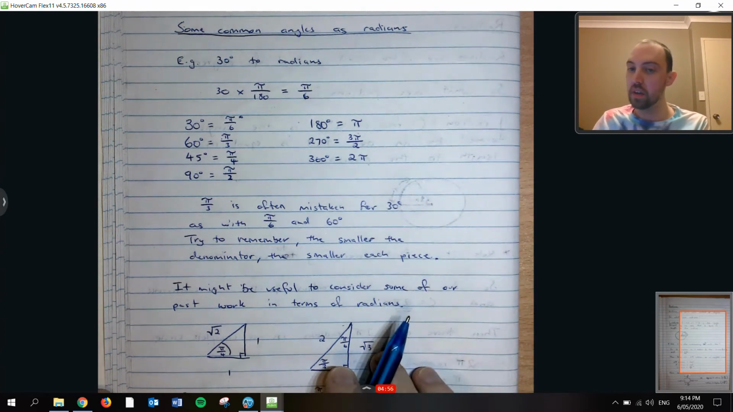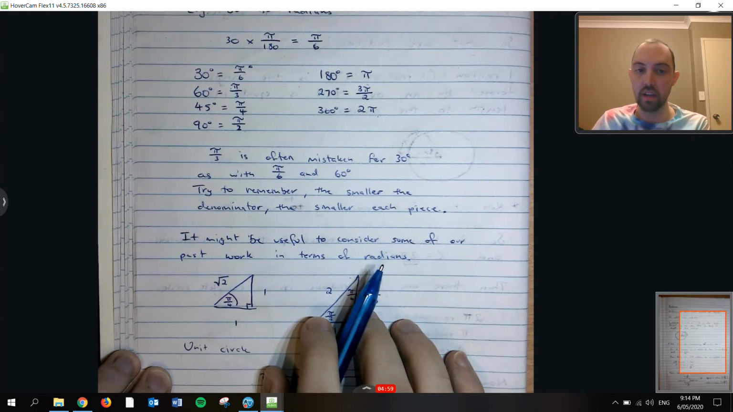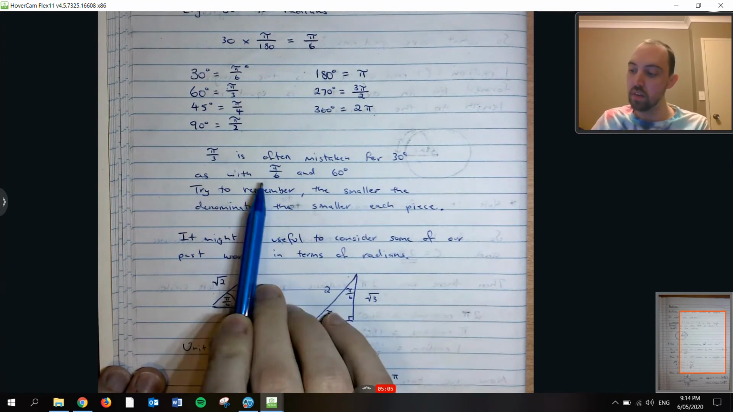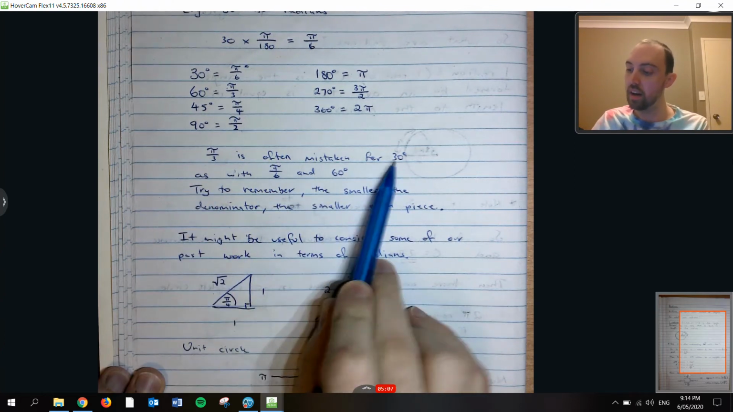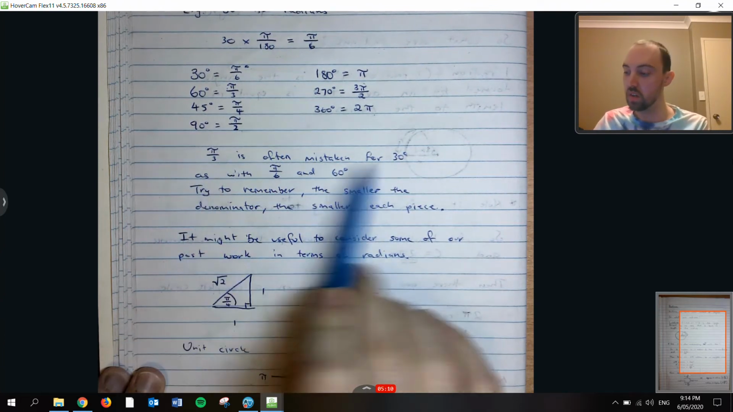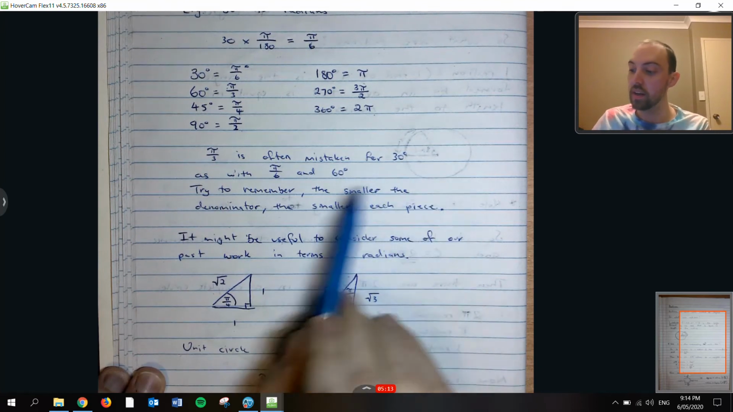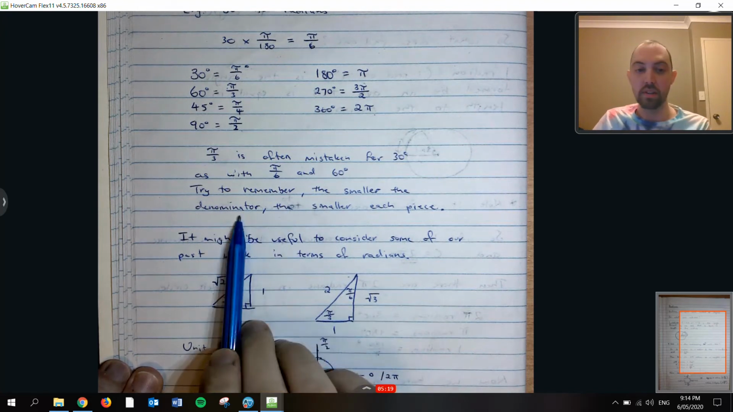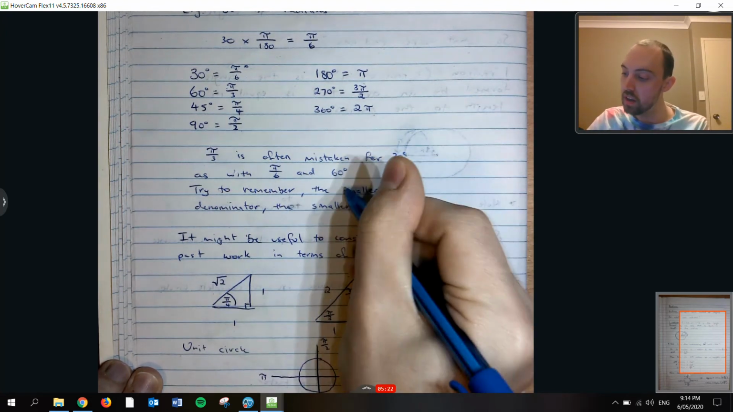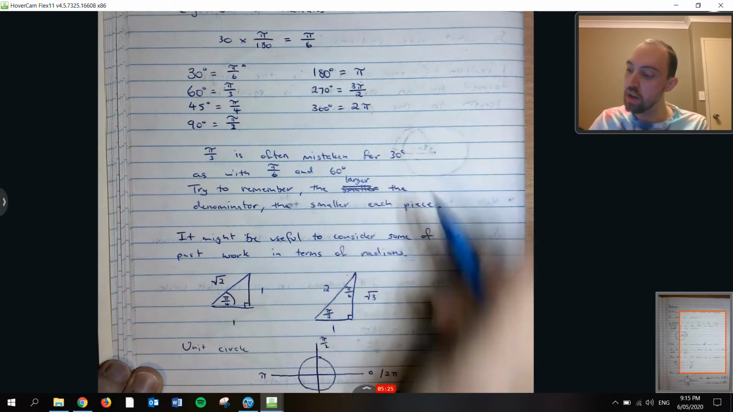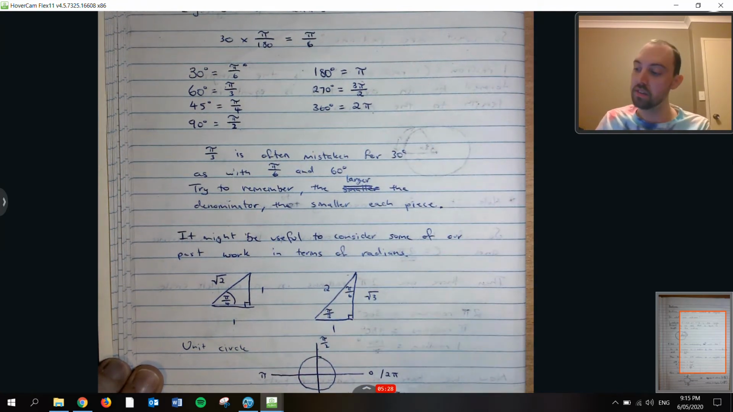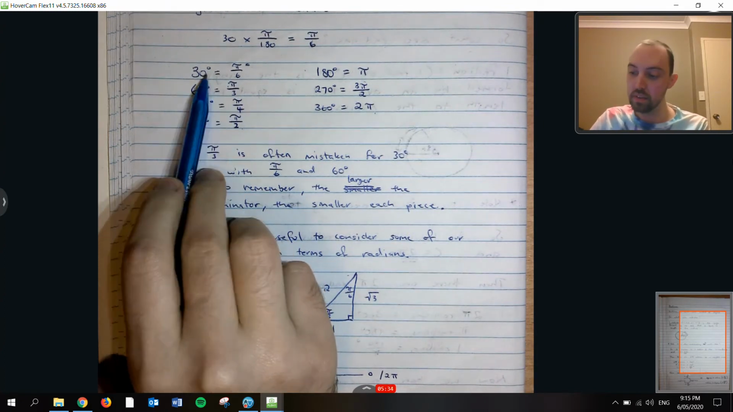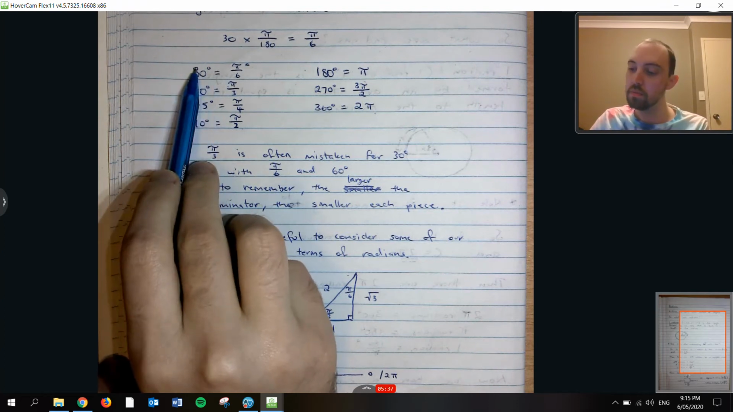A common mistake that I see every now and again is equating pi on 3 as 30 degrees, or pi on 6 as 60. I'm pretty sure it's just because of the association between those numbers. 3 is 30, of course, right? But it is not. It's actually the other way around. So I want you to try and remember that the larger the denominator, the smaller each piece is. So larger denominator, 6, means a smaller piece of the pie or circle.